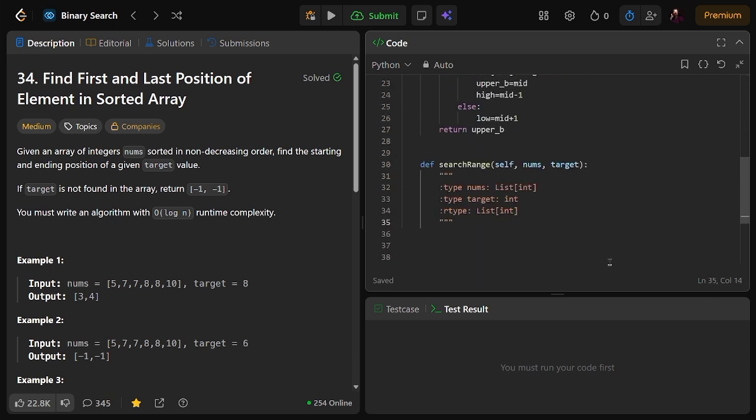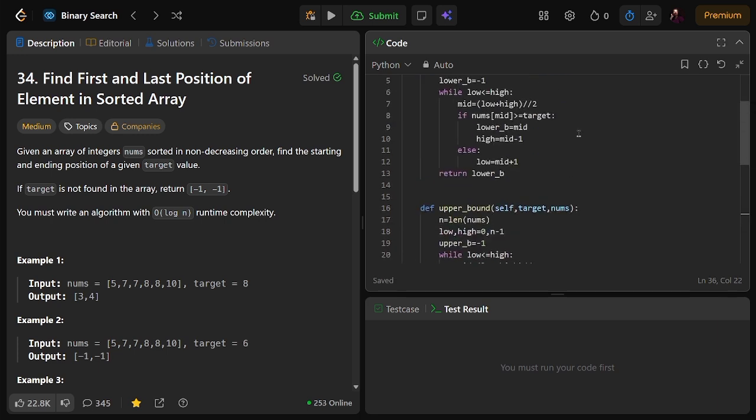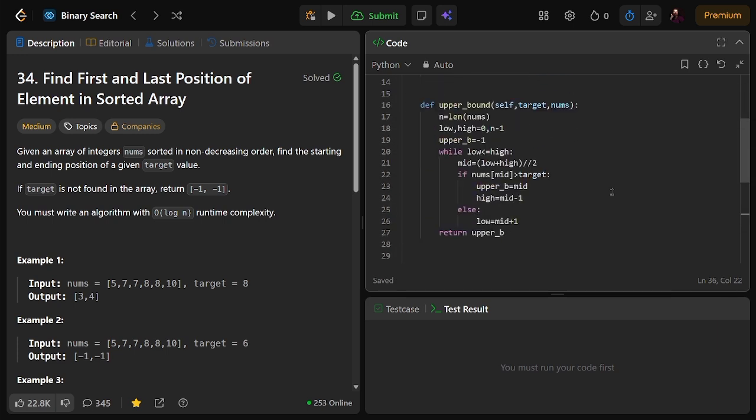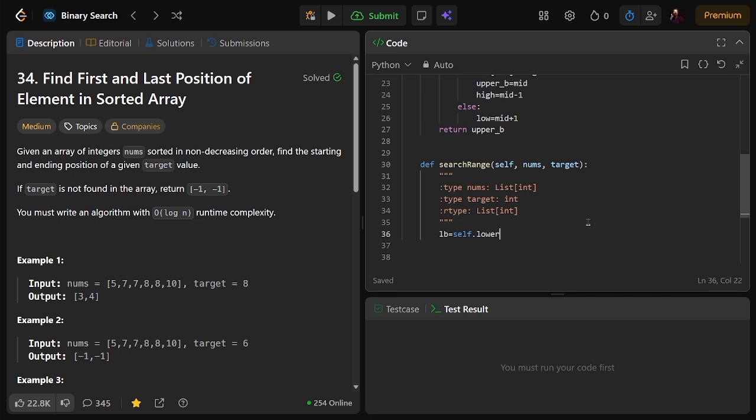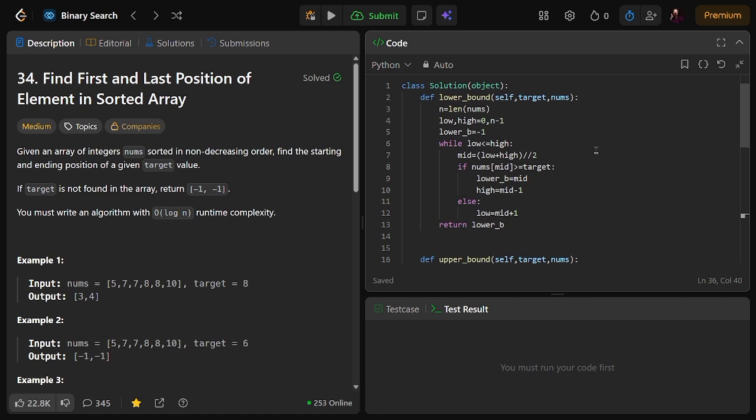Now it's time to call these functions. So let's call the lower bound first. Lower bound is going to be self dot lower bound, the function name, right? And I'm going to pass my target to it and also nums. Here you see target and nums.